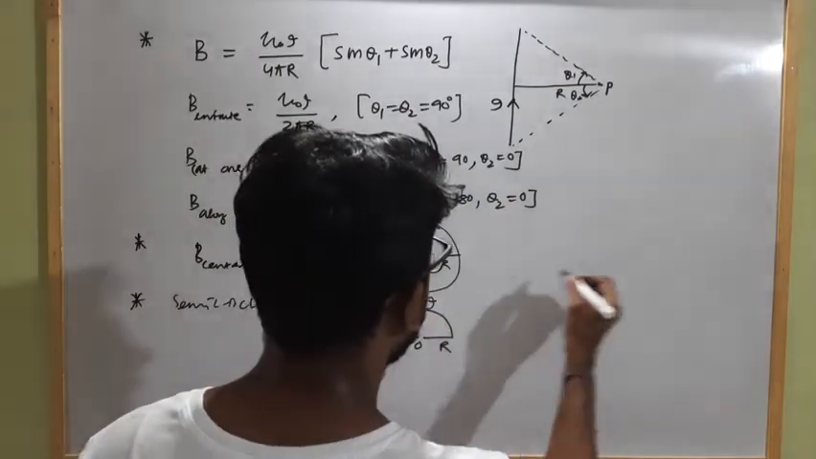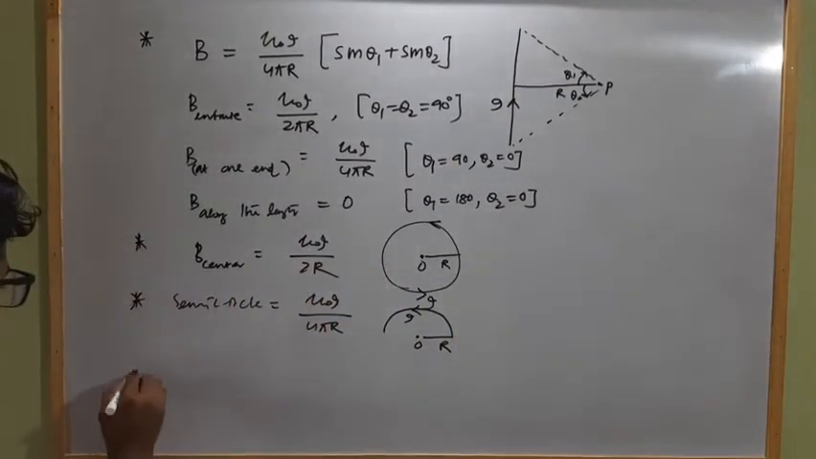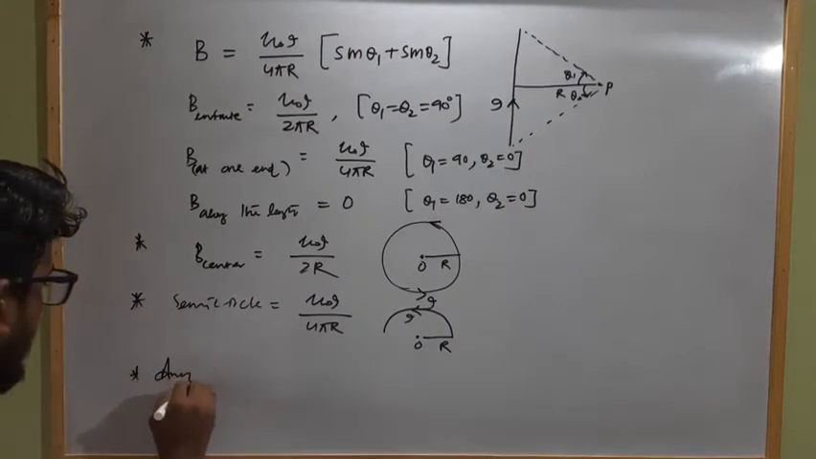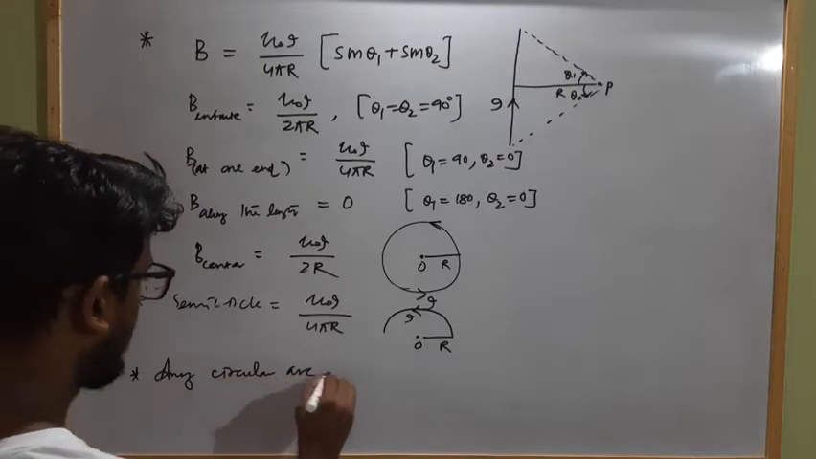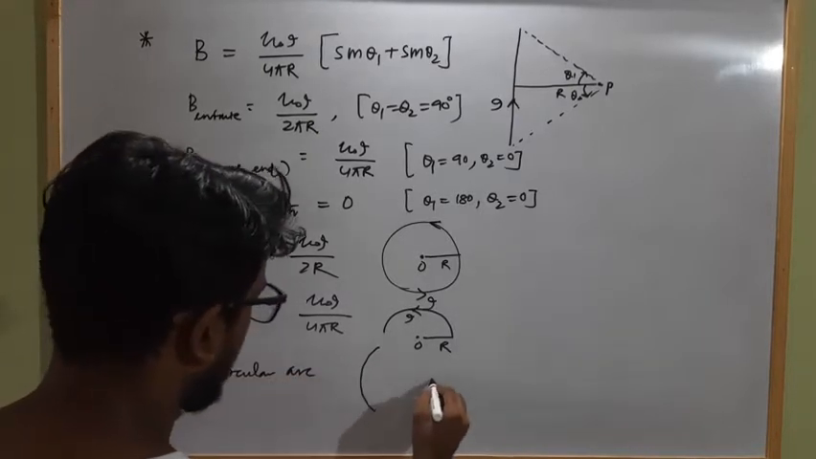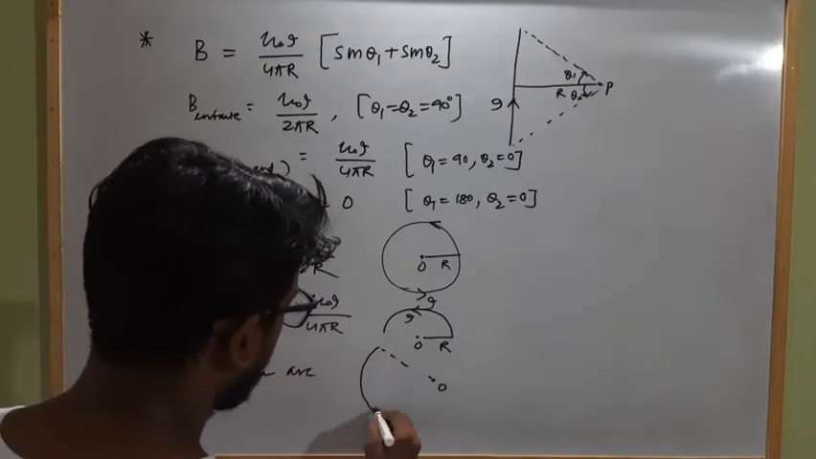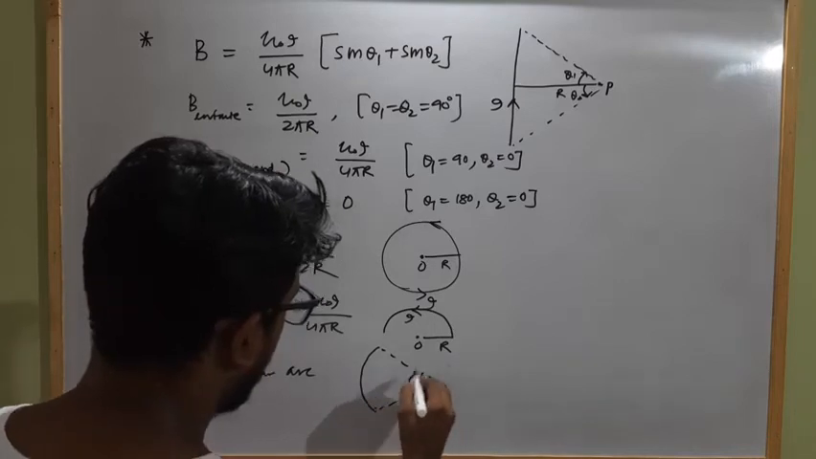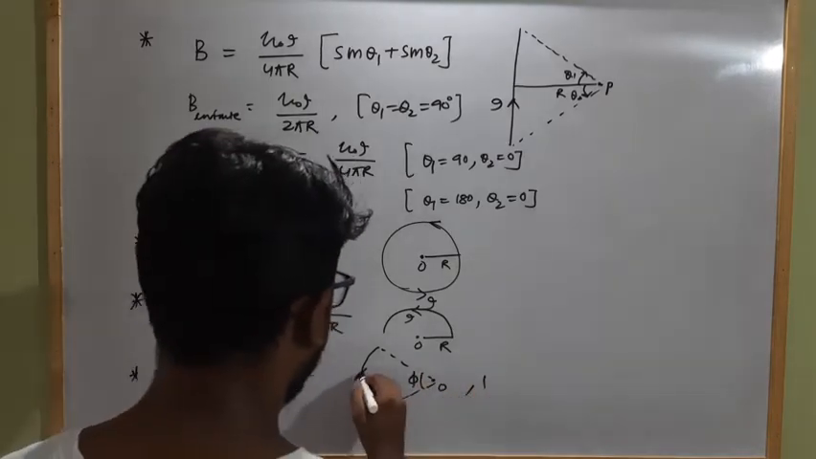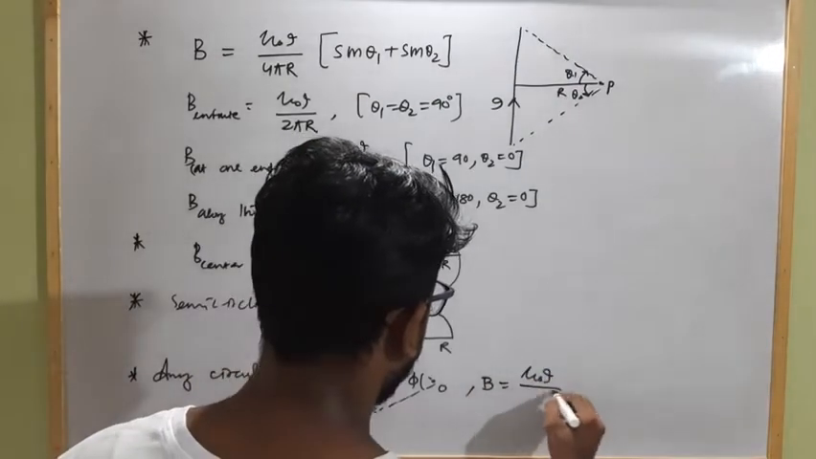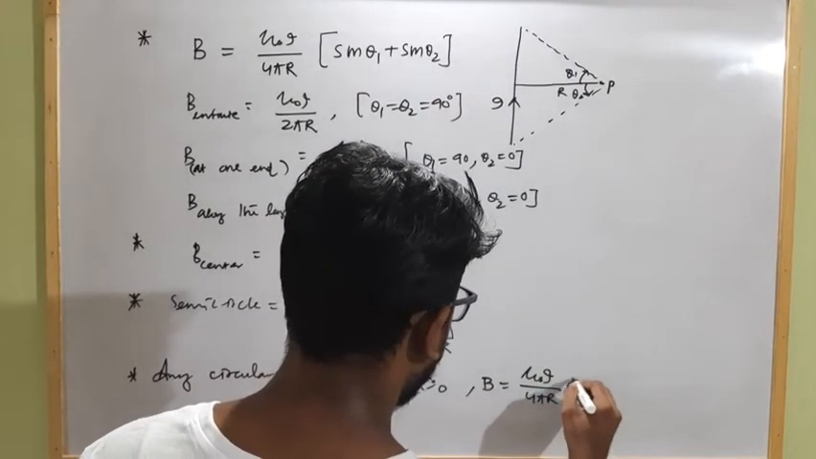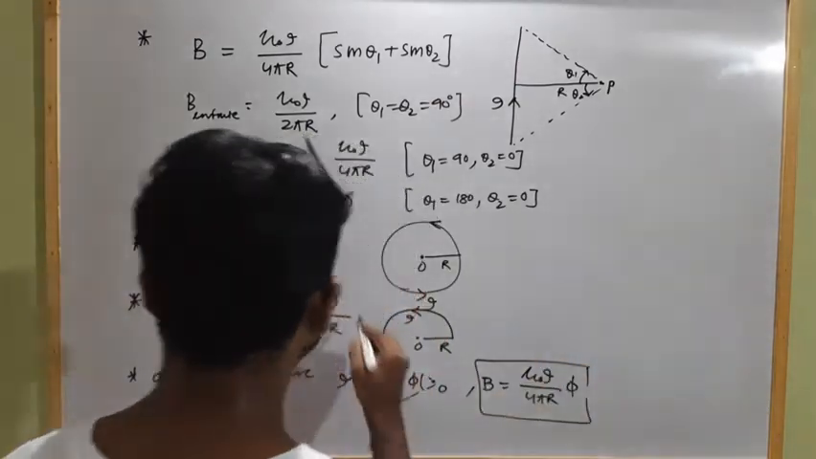And for any angular arc, if this is a circular arc, here is the center O and it makes an angle phi at the center, and current I is flowing through it, then the value of B equals mu naught I by 4 pi r into phi. You already know all these formulas.